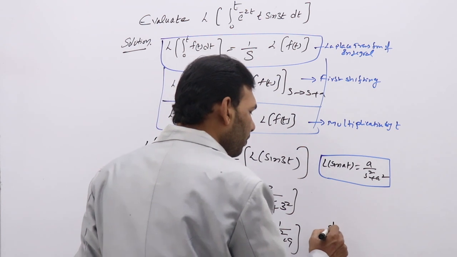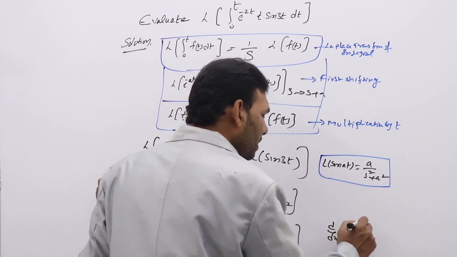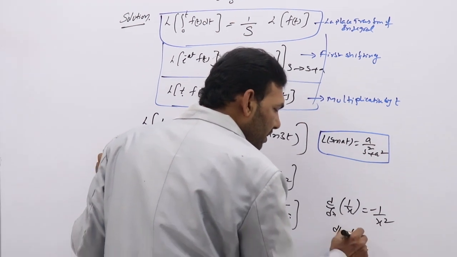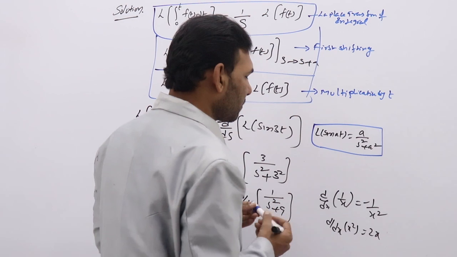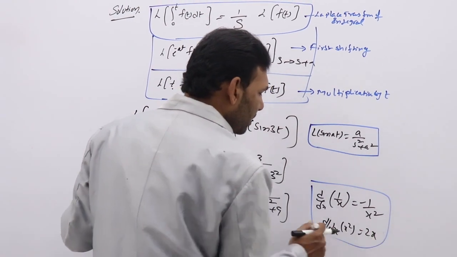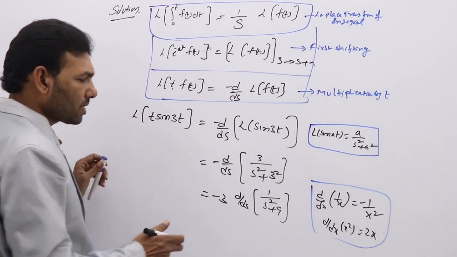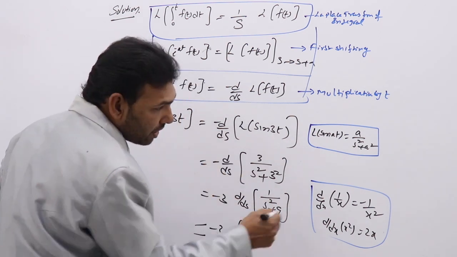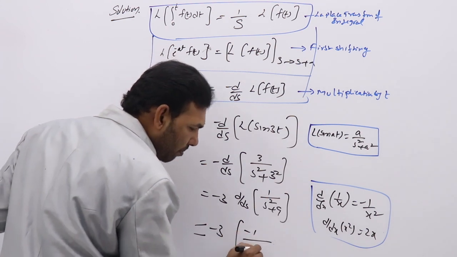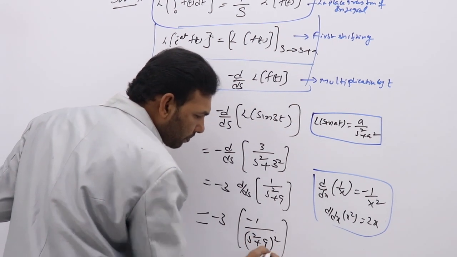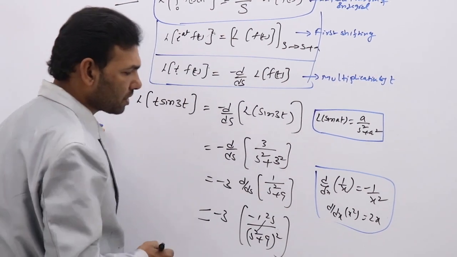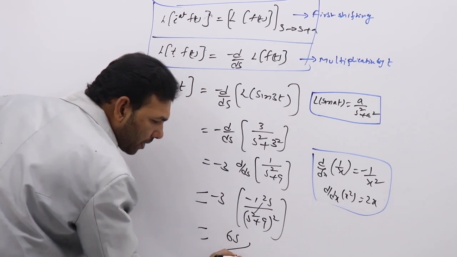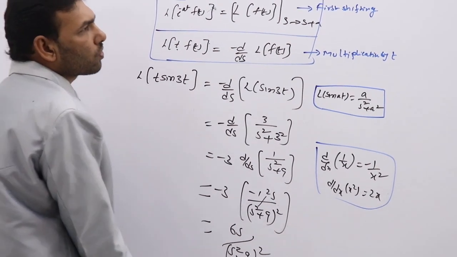Use this formula. Differentiation of 1 by x, we know this, minus 1 by x square, and also differentiation of x square with respect to x. We know these two differentiation formulas. Using them, minus 3 into, treat this one as x. Differentiation of 1 by x is minus 1 by x square. Again differentiate s square with respect to s. Minus into minus plus, 3 into 2s is 6. 6s by s square plus 9 whole square.